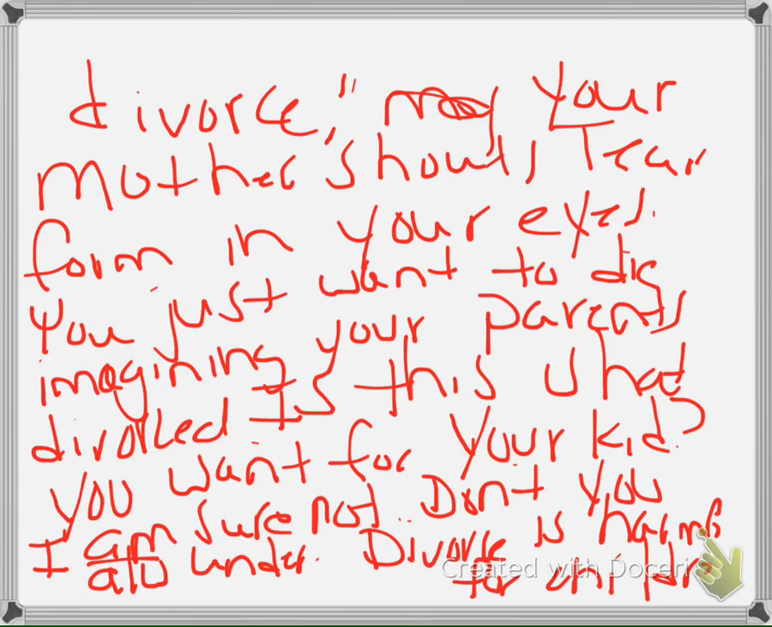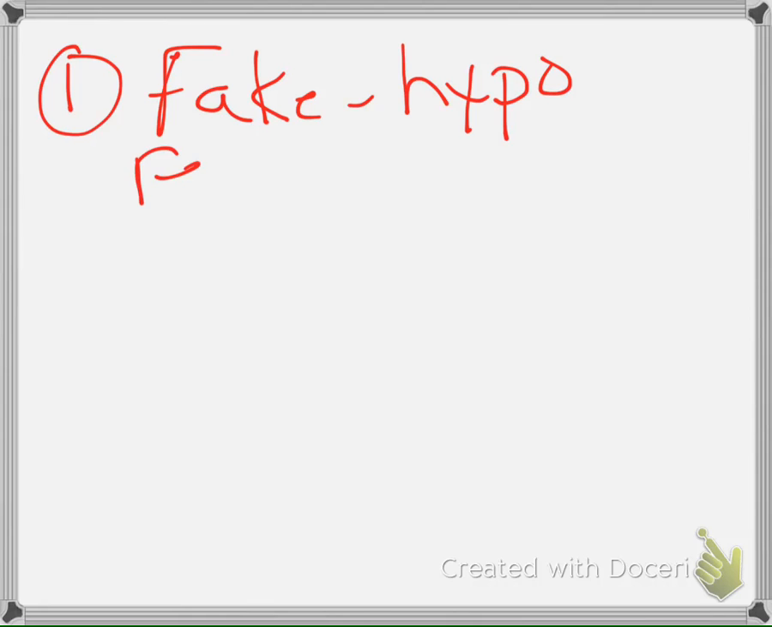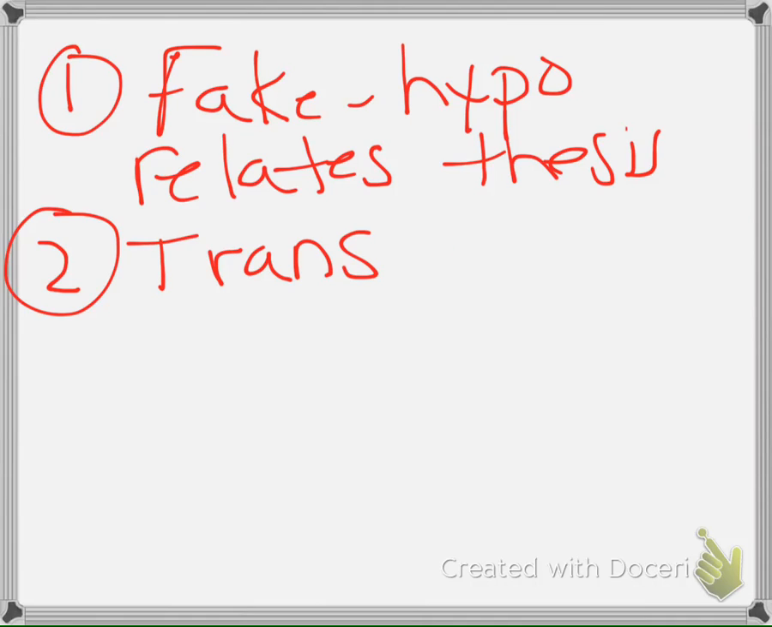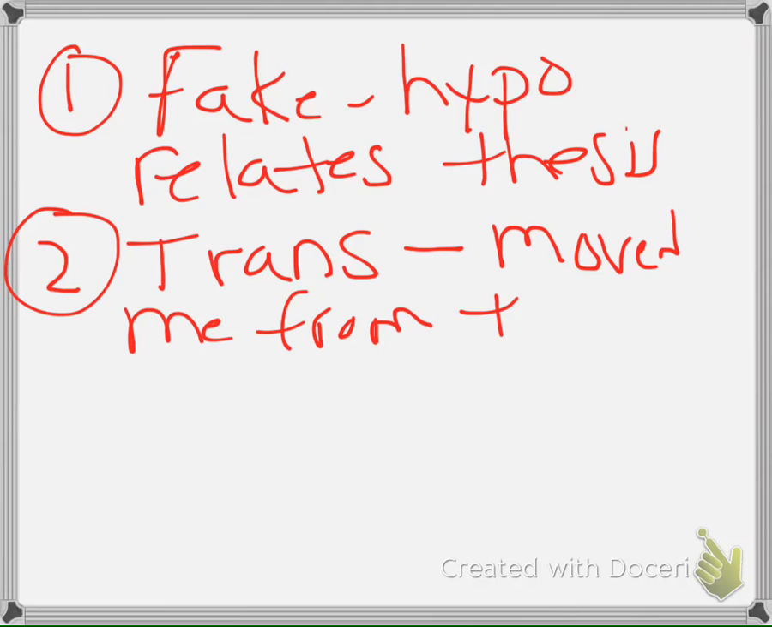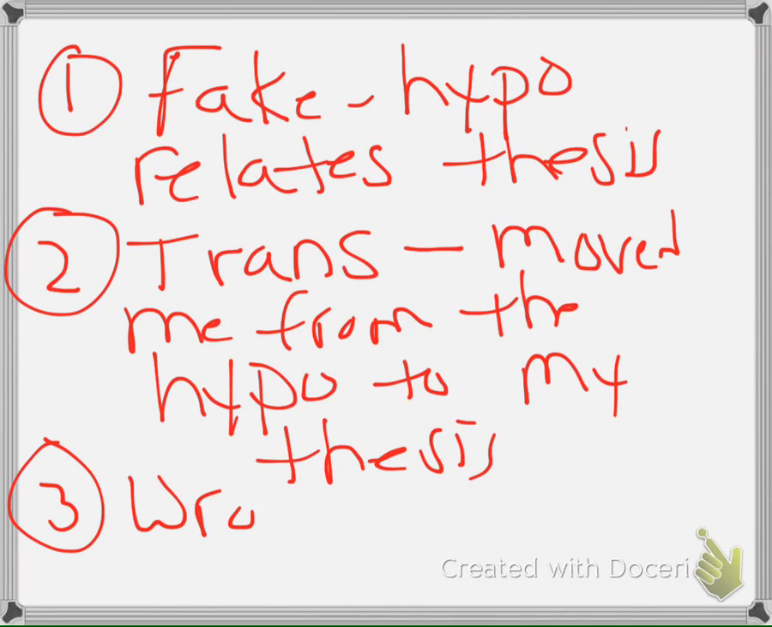So these are the little steps. I created a fake situation, a hypothetical, that could occur and relates to my thesis, but also to what is written in the body paragraphs. Then I had a transitional sentence that moved me from the hypothetical to my thesis. Then I wrote my thesis.